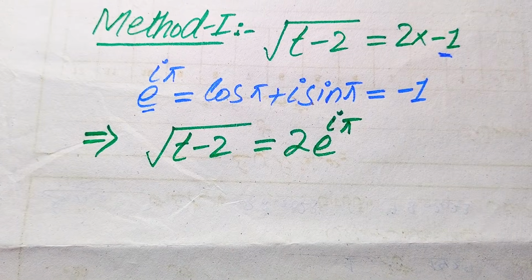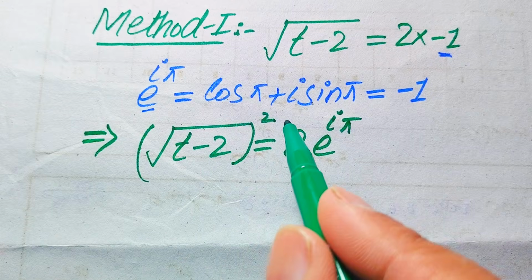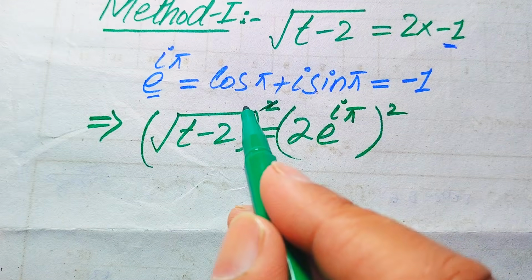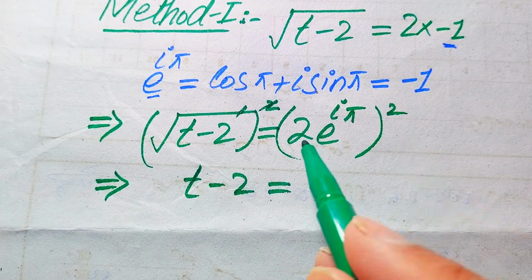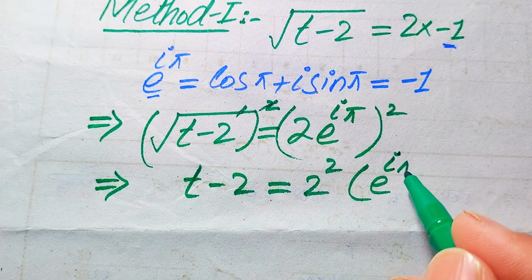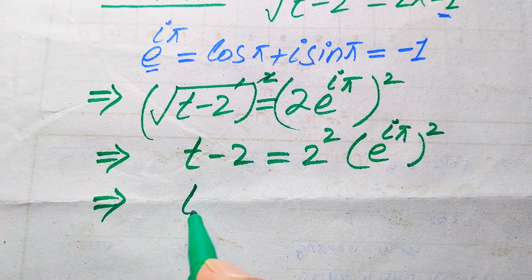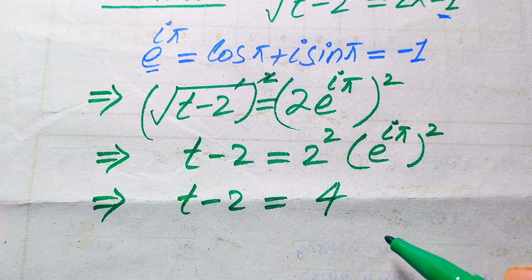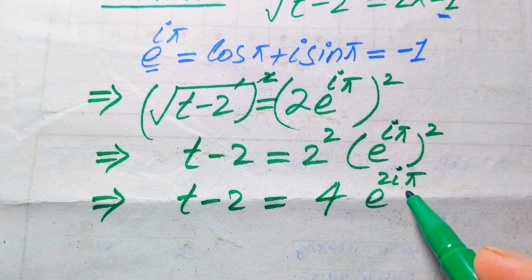Now in the next step we apply squaring on both sides, and it will be written as the square root of t minus 2, whole squared, equals 2 times e to the power of iota pi, whole squared. So the square and the square root cancel, and we get t minus 2 is equal to, applying the square separately on both values, 2 squared into e to the power of iota pi, whole squared. Now we need more simplification: t minus 2 is equal to 2 squared, which is 4, times e to the power of 2 iota pi.